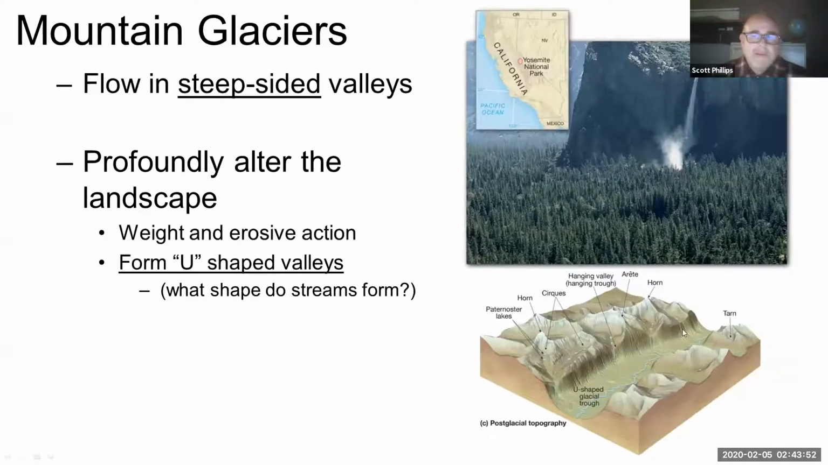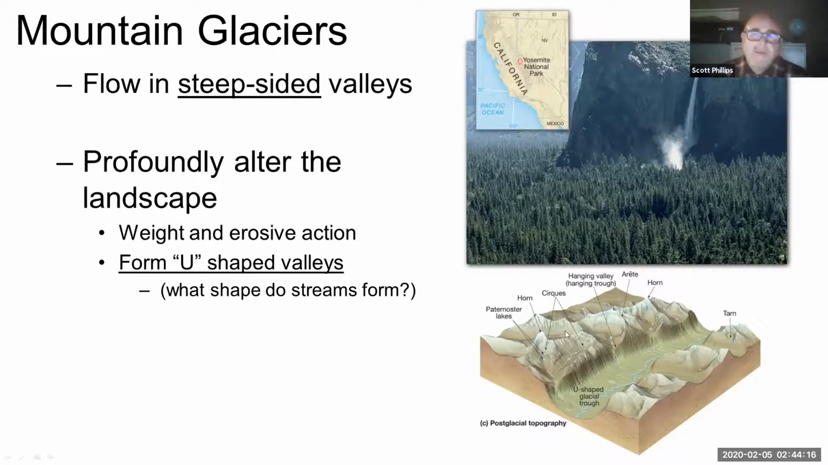So mountain glaciers form and they create steep-sided valleys like Yosemite Valley. And they profoundly reshape these valleys as they move through them because of the power of the moving ice. The ice moves very slowly, but with tremendous amounts of energy because of its weight and its ability to erode. And what they create is U-shaped valleys.